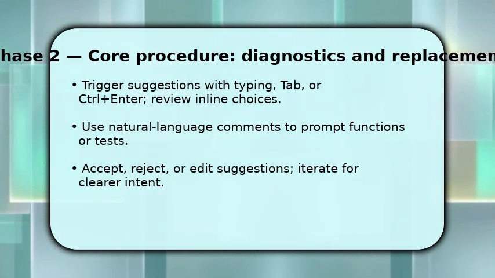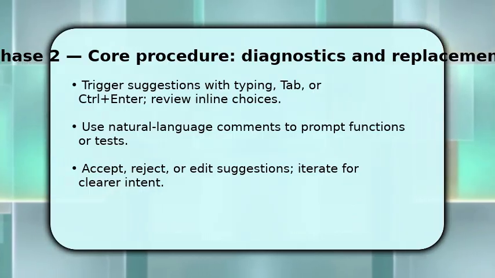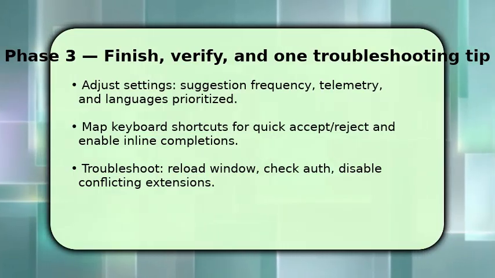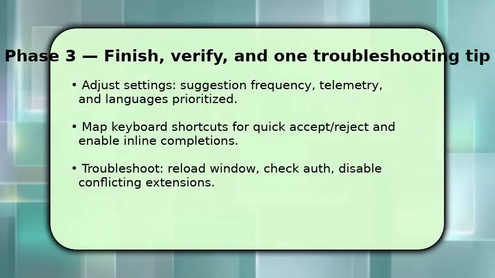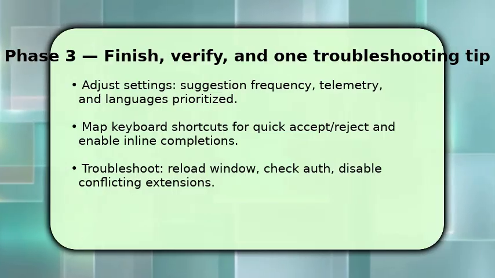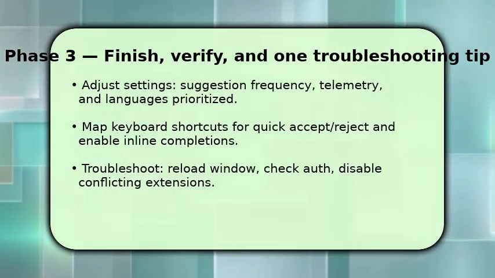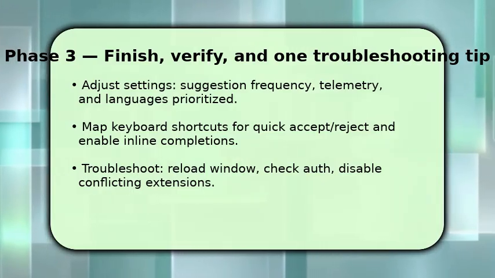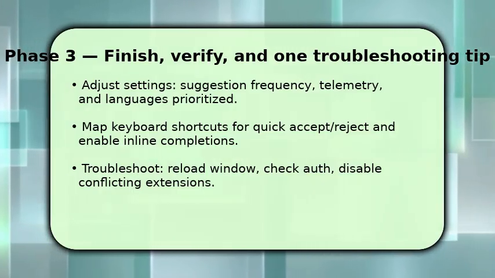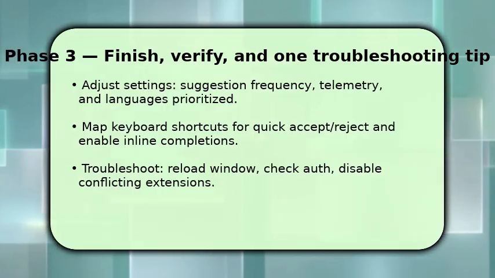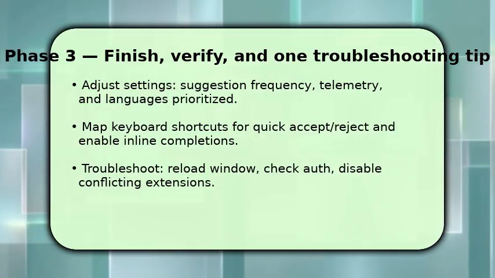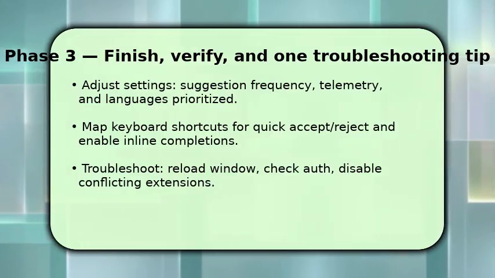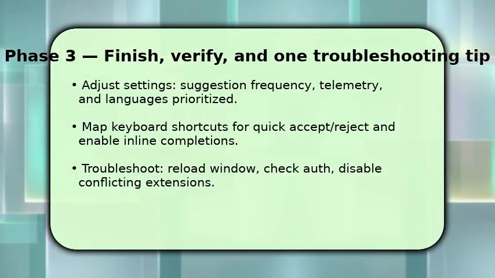You finish by configuring Copilot to match your workflow. Set suggestion frequency, preferred languages, and keyboard shortcuts for quick acceptance. Once configured, use it to scaffold features, write tests, and refactor code. Make sure to review generated code for security and licensing. If suggestions stop appearing, reload the VS Code window, confirm you're signed in, and temporarily disable other completion extensions that may conflict. This one troubleshooting step, reload and re-authenticate.